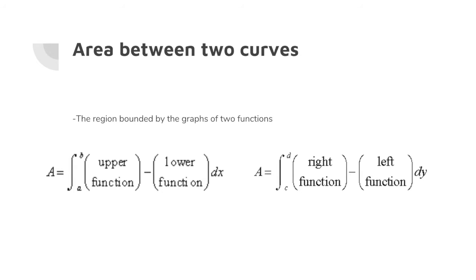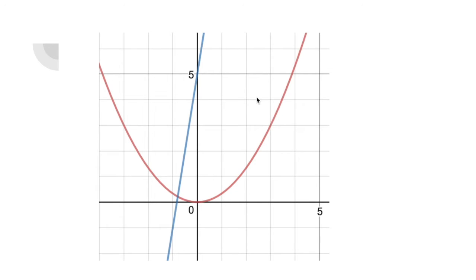The first one, area between two curves, is the region bounded by the graphs of two functions. When it relates to dx, it is the integral of upper function minus lower function from a to b. When it relates to dy, it is the integral of right function minus left function from d to c. If we want to find the area of this small triangle, it is the integral of the function of the blue line minus the function of the red line from x1 to x2.